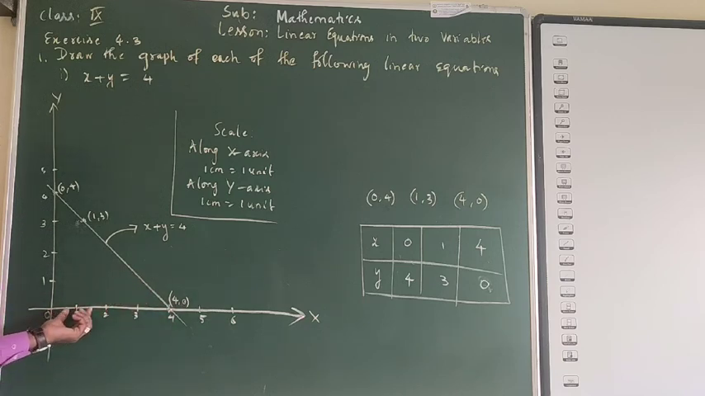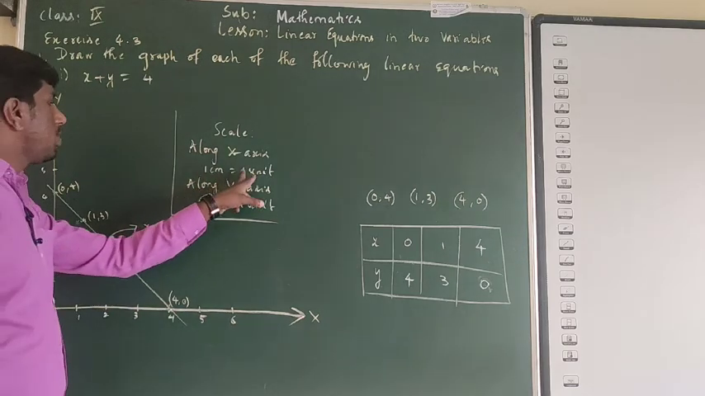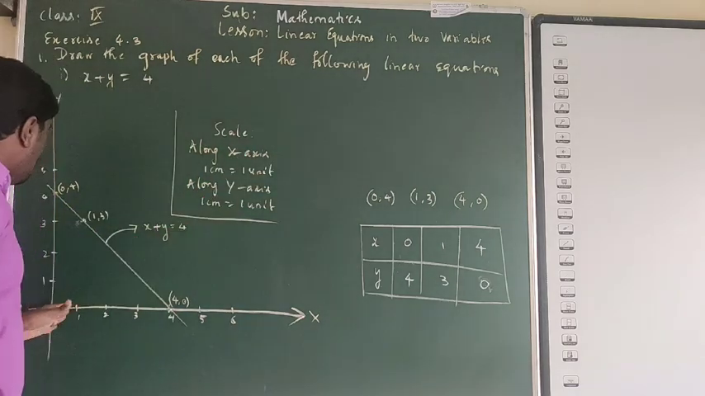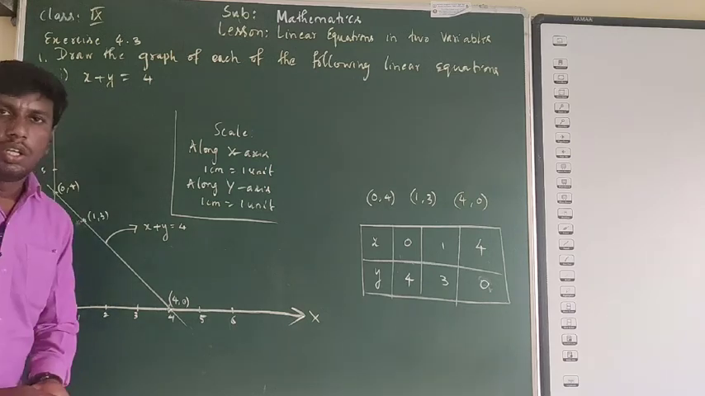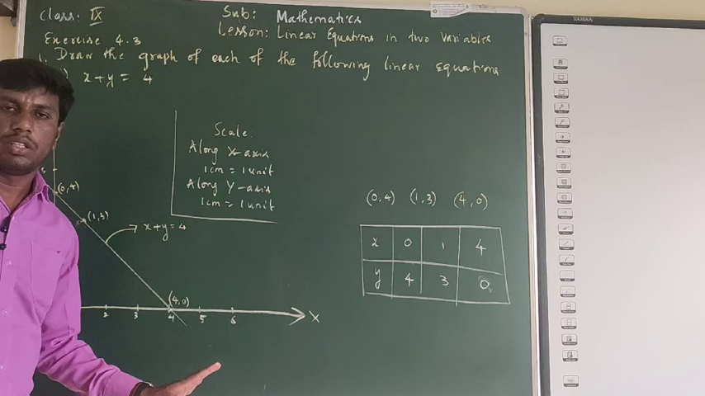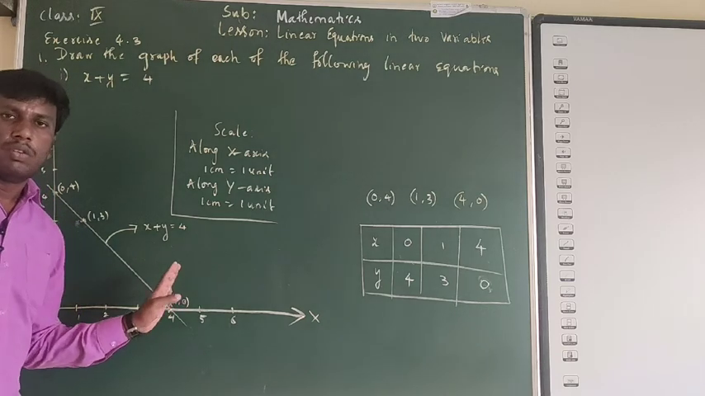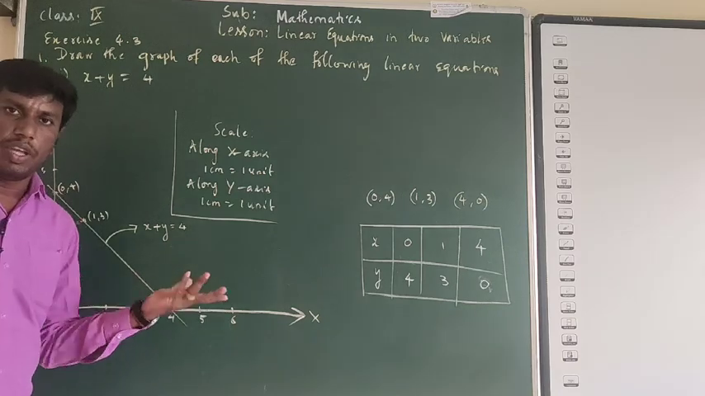So here the difference is 1, 1, 1. So all are 1 unit. So 1 centimeter is equal to 1 unit along the x-axis. Along the y-axis also 1, 1, 1, 1. There also 1 centimeter is equal to 1 unit. Clear? So drawing the graph is very easy. Anyone can do that. If you observe the method, you can do it very easily.